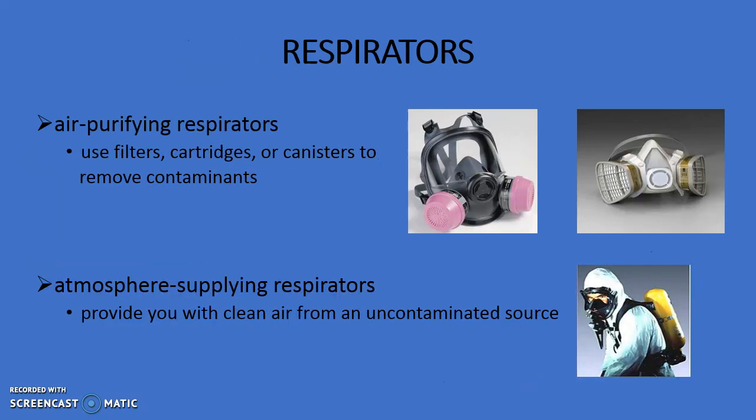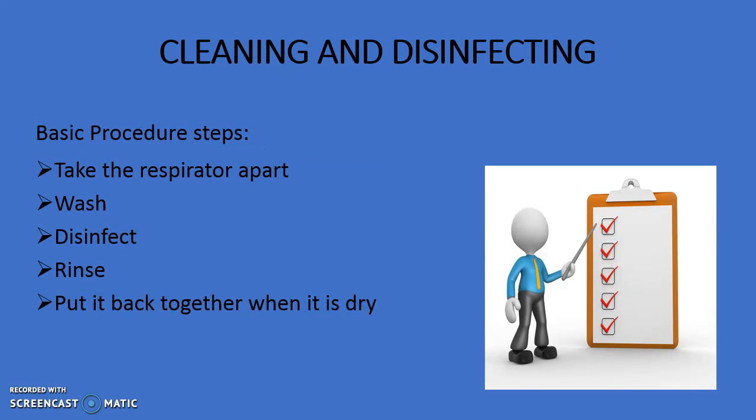There are 2 main types of respirators: air purifying respirators, which use filters, cartridges, or canisters to remove contaminants from the air you breathe, and atmosphere supplying respirators, which provide you with clean air from an uncontaminated source, such as this one shown here, where clean air is supplied by a tank. Cleaning and disinfecting a respirator consists of taking the respirator apart, washing it, disinfecting it, thoroughly rinsing it, and putting it back together when it is completely dry.